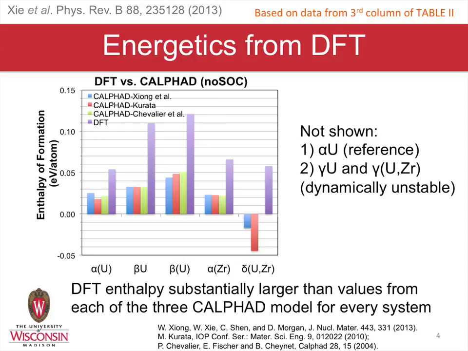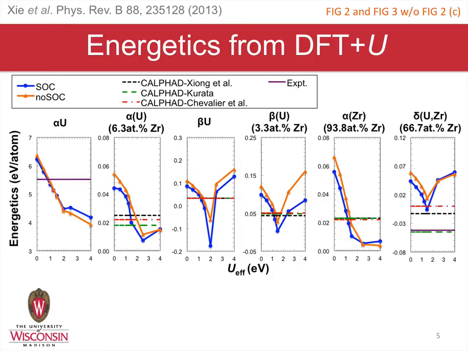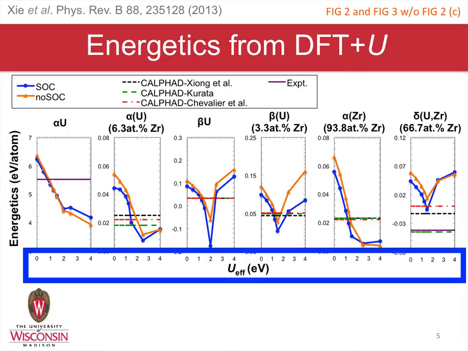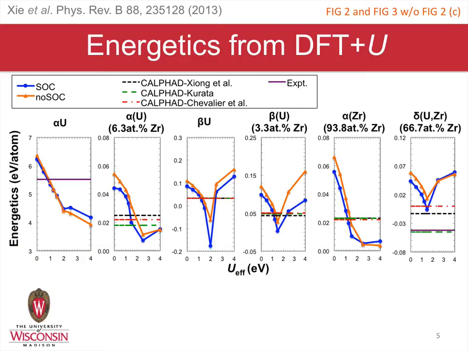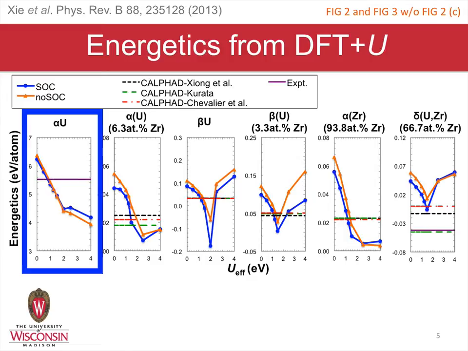These results suggest that DFT GGA does not give sufficiently accurate enthalpy for uranium and uranium zirconium. To improve our theoretical predictions, we use the DFT plus U method for our study. In this slide, we show DFT plus U energetics as a function of effective Hubbard U parameter and compare them to CALPHAD values and/or available experimental data. Note that DFT plus U calculations using effective Hubbard U of 0 is simply just DFT. Again, we give enthalpy of formation for alpha uranium alloy, beta uranium metal, beta uranium alloy, alpha zirconium alloy, and delta uranium zirconium alloy, along with the cohesive energy of alpha uranium metal.